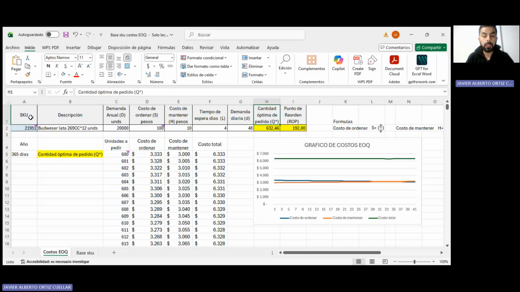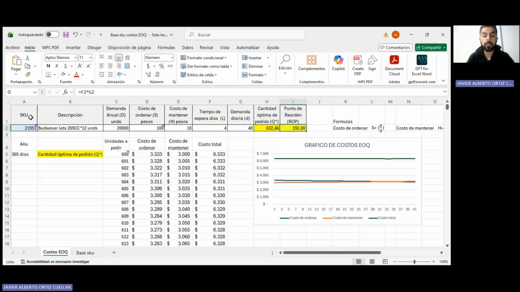The EOQ is the square root of 2 times the current demand and the ordering cost, divided by the holding cost. This gives us the EOQ.